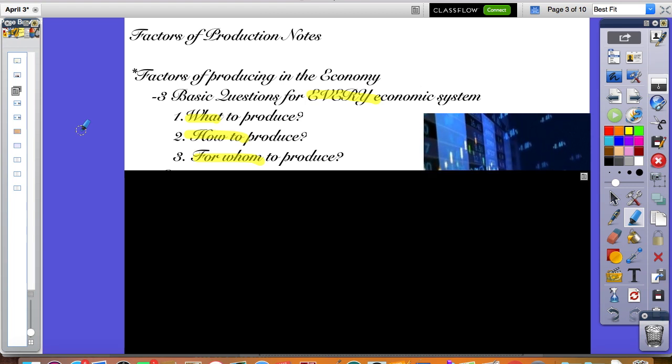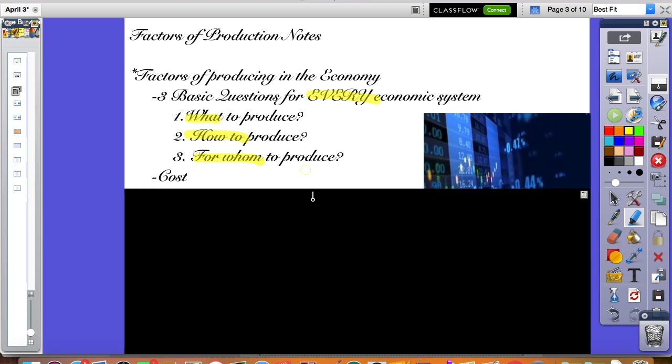Well, think about it. Pet food. It's produced, it's made, but it's not for humans. Right? There are other products. Can you think of another product that would be produced, but not necessarily for humans? Think about that. If you've got an idea, let me know. But these are the three basic questions that every economic system must answer in order for it to be successful.